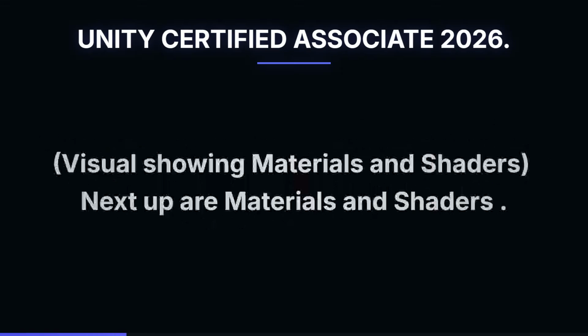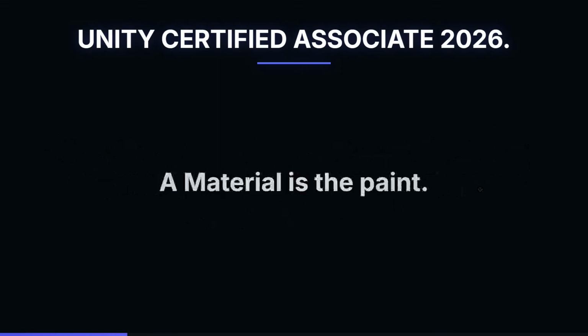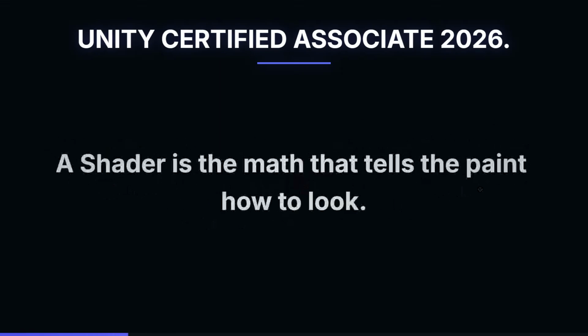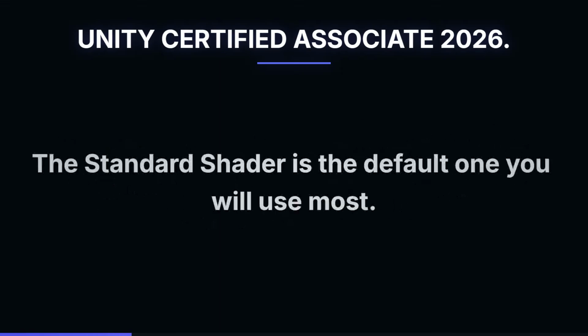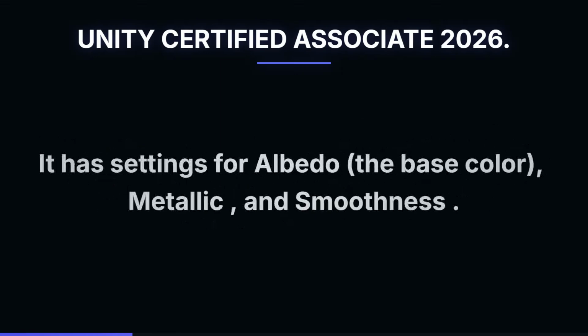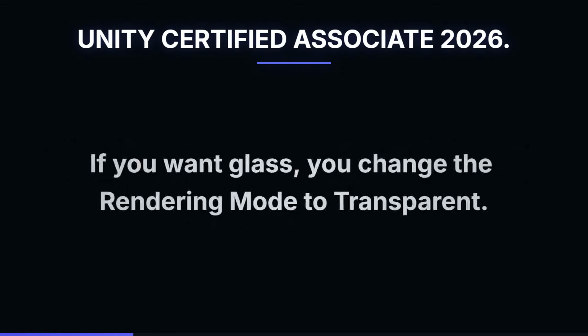Visual showing materials and shaders. Next up are materials and shaders. A material is the paint. A shader is the math that tells the paint how to look. Is it shiny? Is it transparent? Is it metallic? The standard shader is the default one you will use most. It has settings for albedo, the base color, metallic, and smoothness. If you want glass, you change the rendering mode to transparent.